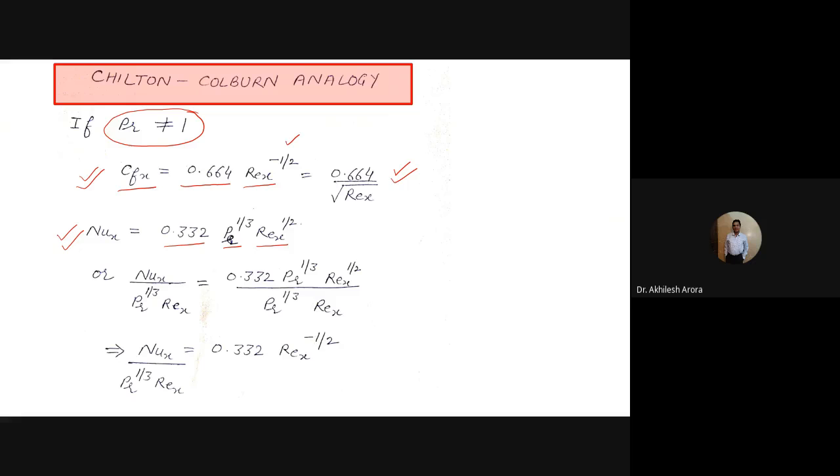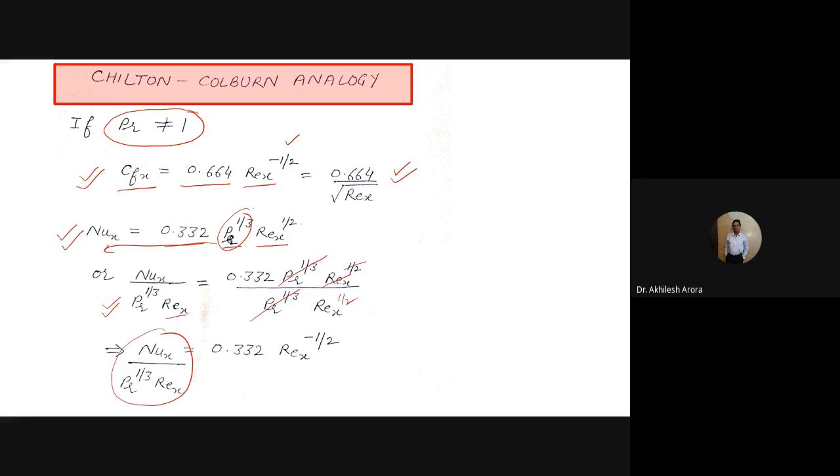1 by 2. So what we can do is take this Prandtl number towards the left side here and the Reynolds number also. Rather, we have divided both sides by Prandtl number raised to power 1 by 3 and local Reynolds number. So you can see what happens now. This term will cancel out and here this will cancel out and here we will be getting 1 by 2. So that is what we get here.